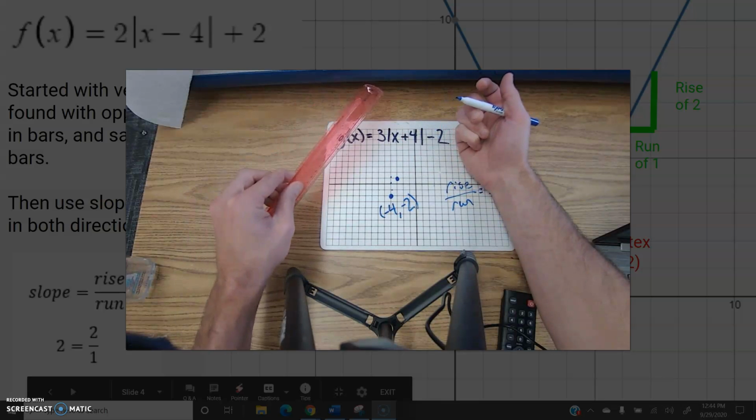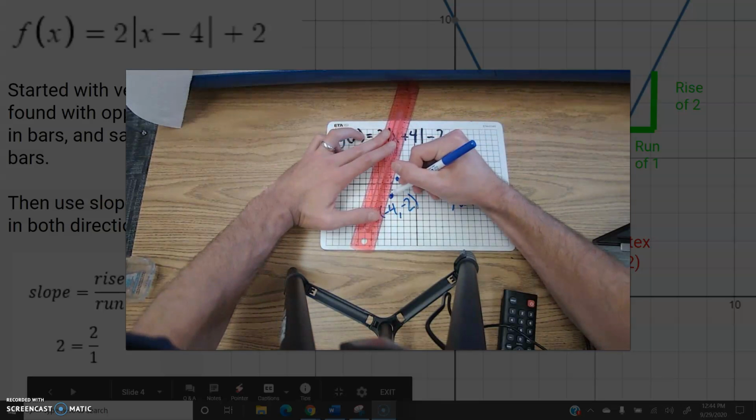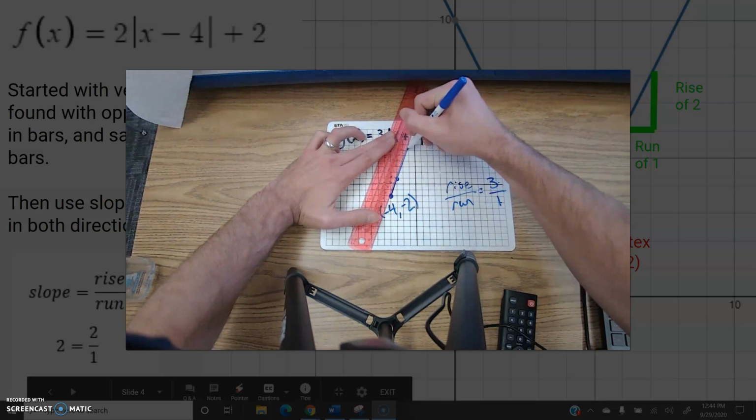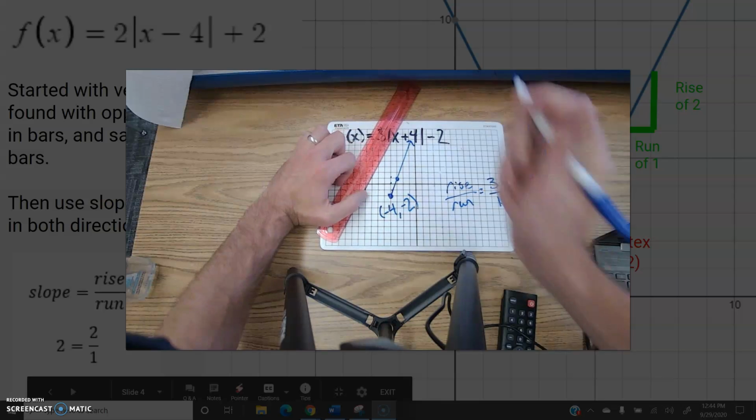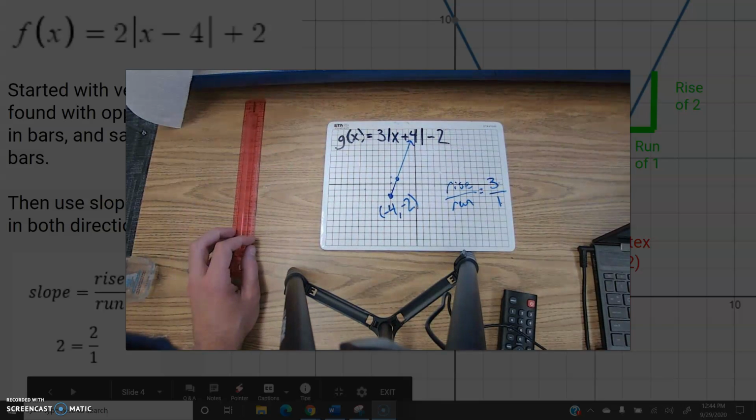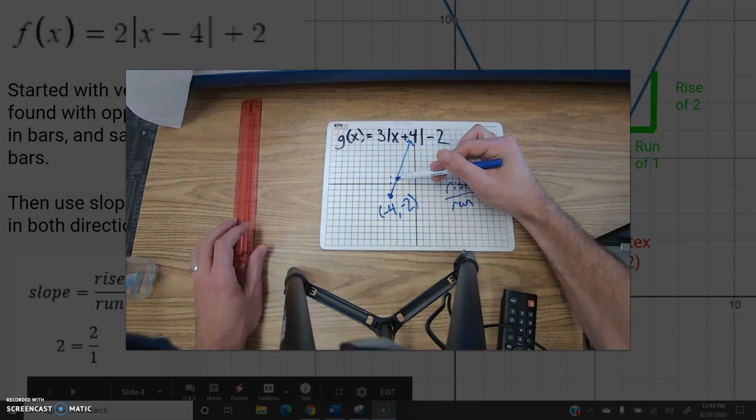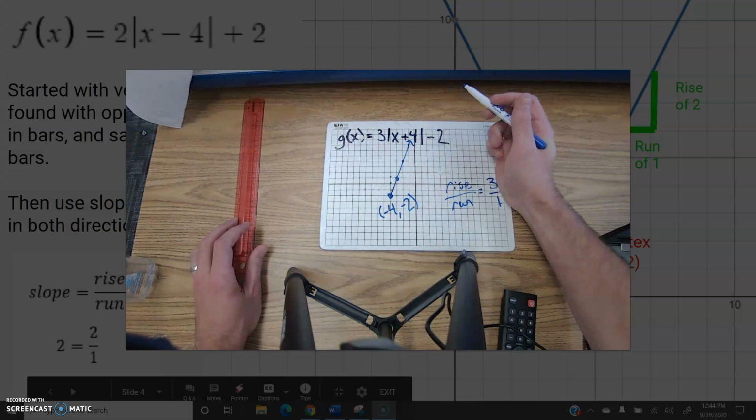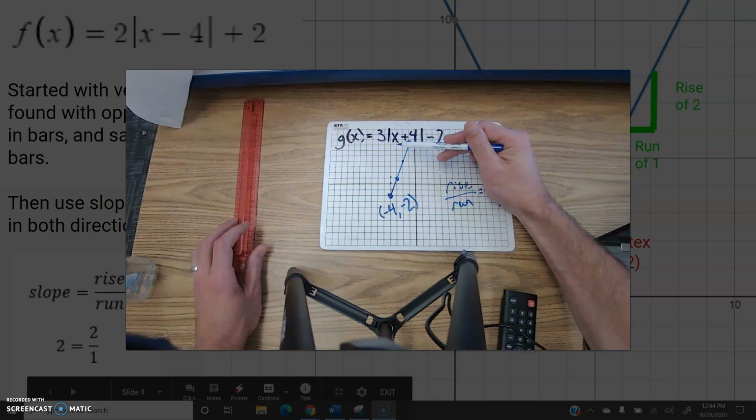And with my handy straight edge, that's all I need to do, because I can connect those 2 points, and I can make it go up as high as I want. If I wanted to, I could continue to go up and over and find another point. I would just keep going up 3 and over 1 every time.